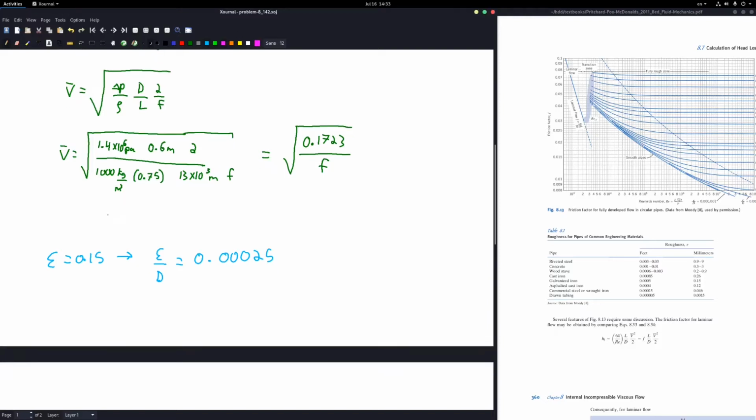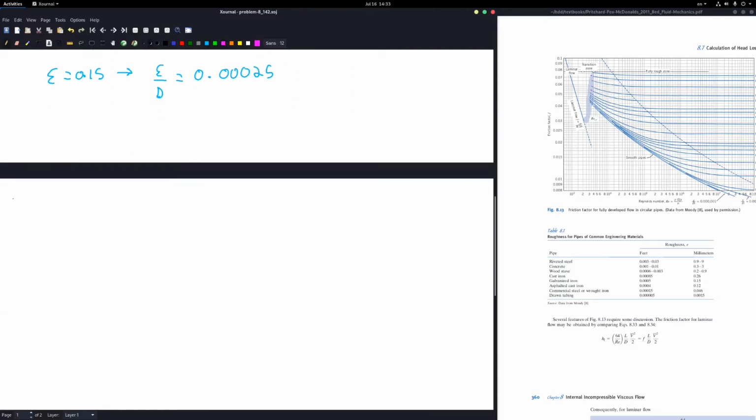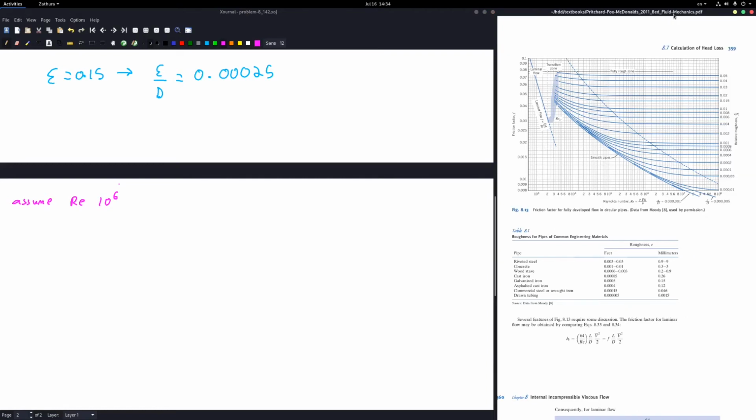The next thing to do is to assume an approximate Reynolds number, find a friction coefficient, replace it into the velocity, and then use that velocity to recalculate the Reynolds numbers to see if our initial approximation was correct.